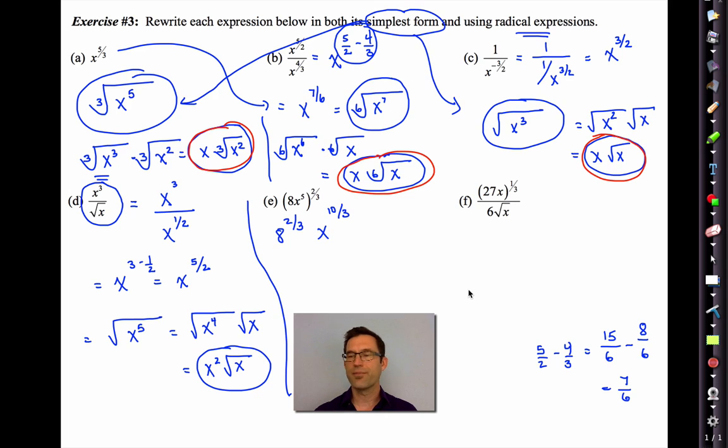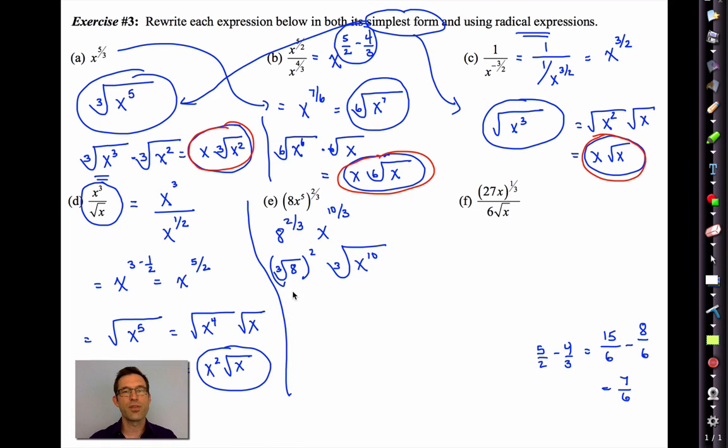You probably have it. Now, 8 to the 2/3 is something we can deal with. That's the cubed root of 8 that is then being squared. This thing is the cubed root of x to the 10th. All right, let's simplify that, right? The cubed root of 8 is 2, and 2 squared will be 4.